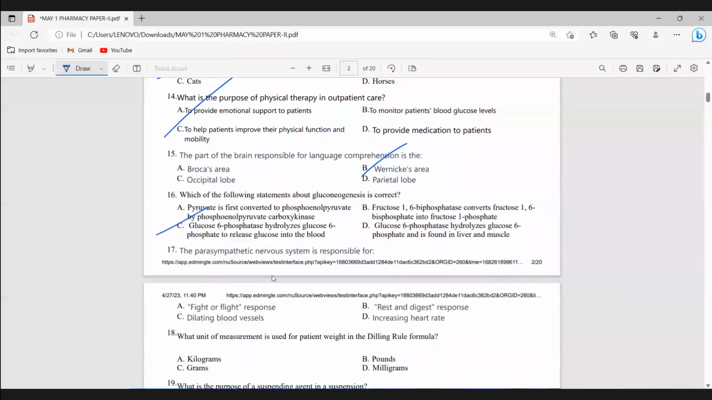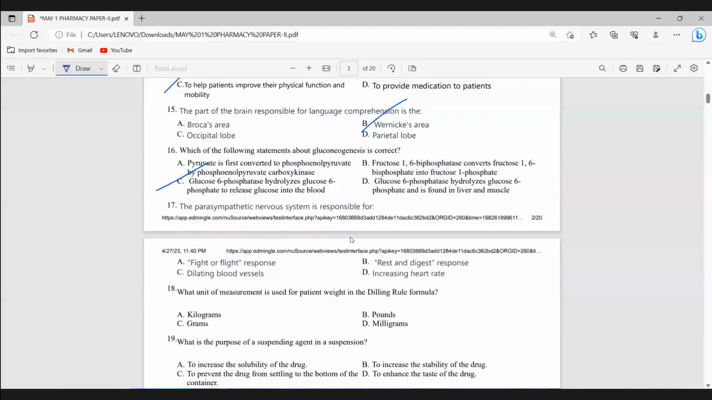Then 17. The parasympathetic nervous system is responsible for... Parasympathetic nervous system: rest and digest response, and increase in heart rate also. It is responsible. B, D options are correct. Fight and flight is sympathetic nervous system. Fight and flight is related to the sympathetic nervous system. For 17th, what answer they had kept in your Edmingle, I don't know, but B and D both are correct.